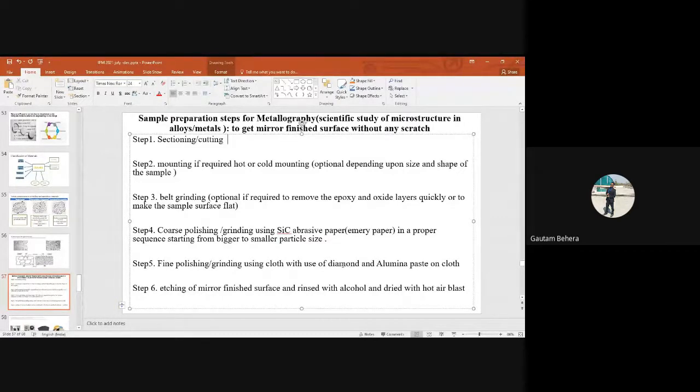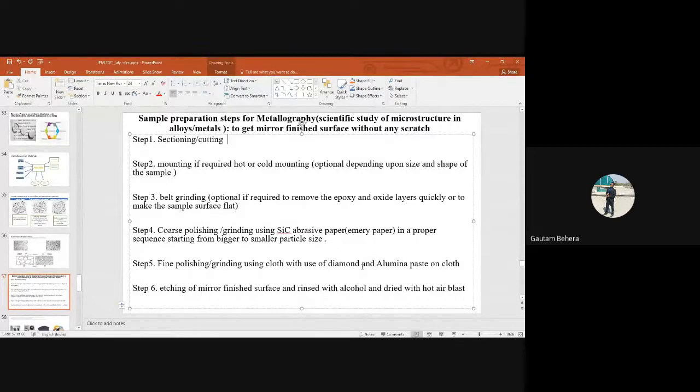So you can do first diamond polishing, then you can go for alumina polishing. It depends upon the size of the particle. If the size of the diamond particle is bigger, then you have to do first diamond polishing by using cloth paper. Then you can go for alumina polishing if the particle size of alumina is finer, right? But if it is opposite, suppose alumina particle is bigger, diamond particle is smaller, so you can go for first alumina polishing, then you can go for diamond polishing, right?